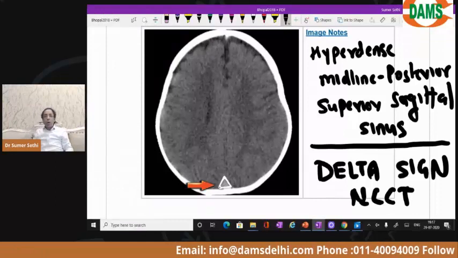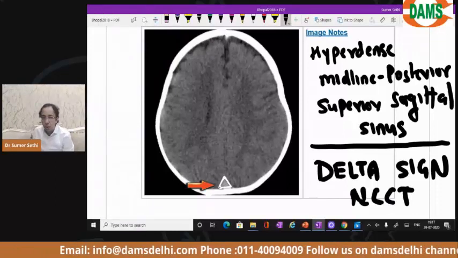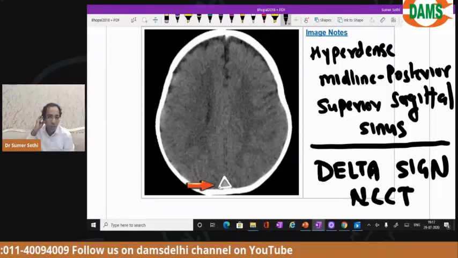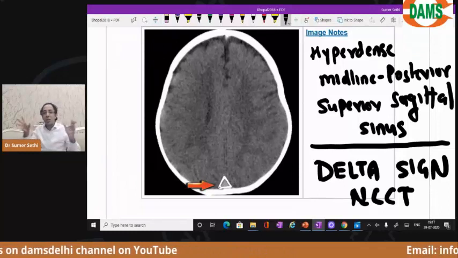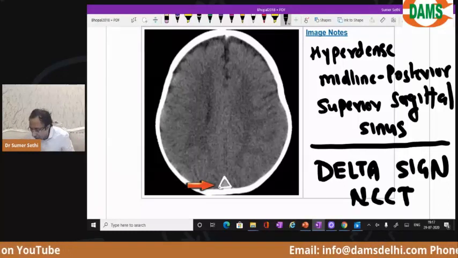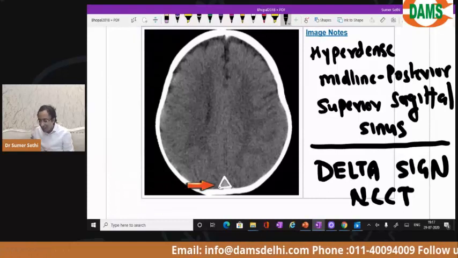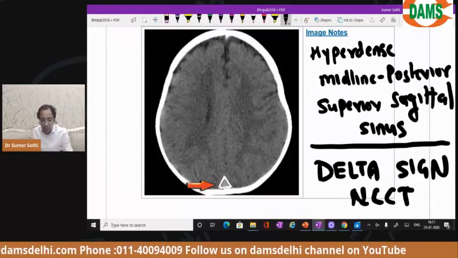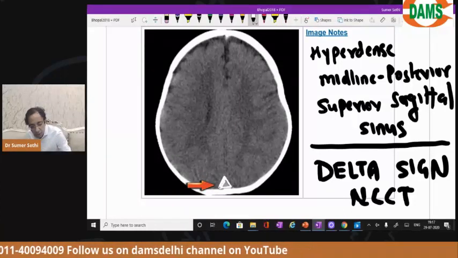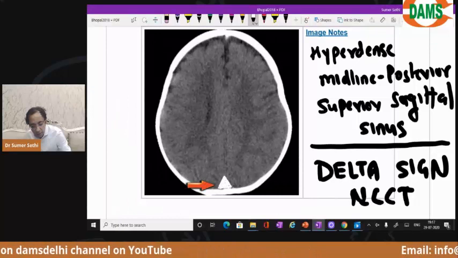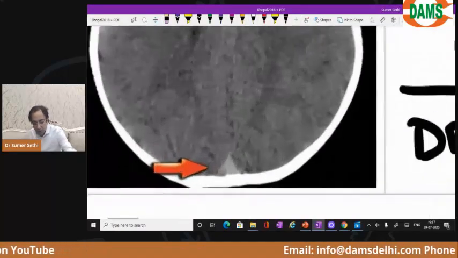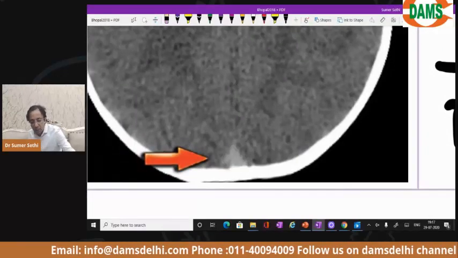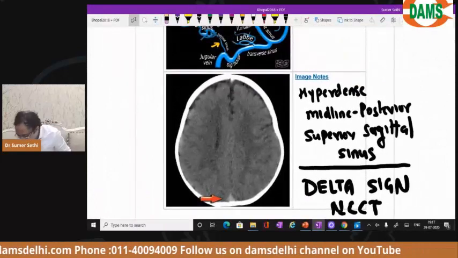Some of you will recall that ENT people must have told you the same thing when you have an ear infection. Infection can cause sinus thrombosis also. You remember CSOM has a complication of venous thrombosis? Yes, very good, brilliant. So they will also use the term delta sign. A thrombosed sinus on a CT will be dense, and because the venous sinuses are triangular in shape, we call it the delta sign. Everybody clear? This is the delta sign on CT scan, seen in cerebral venous thrombosis. Very good, beta.